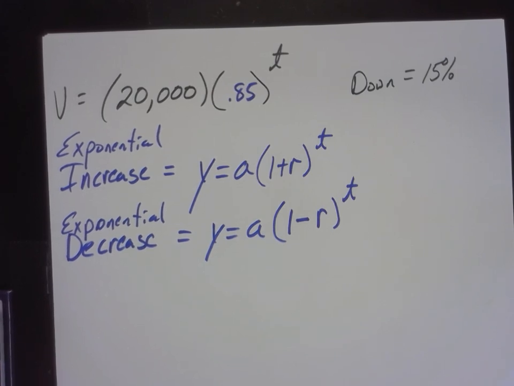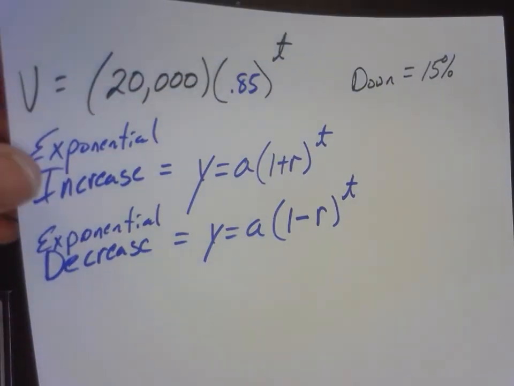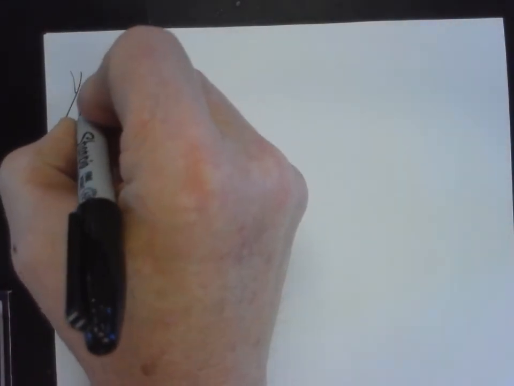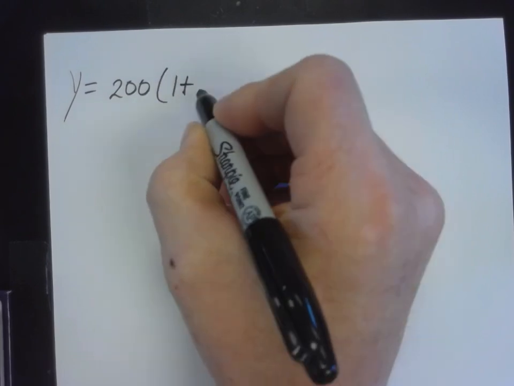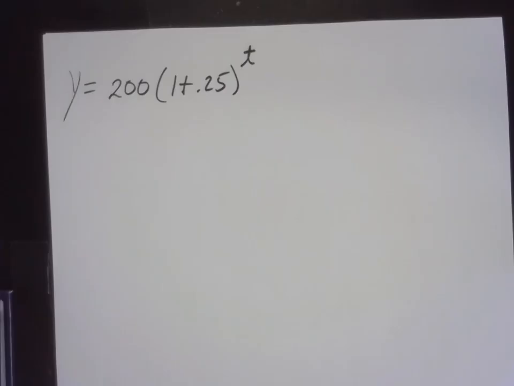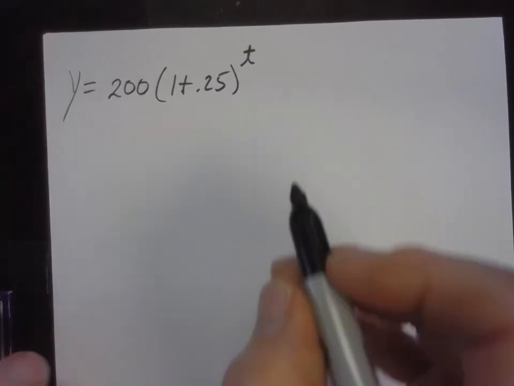Okay, so now, Allison, what's the initial amount here? Jack, what's the initial amount? 200. Lexi, what's the initial amount? 200. Gracie, what's the initial amount? Okay. And is this an increasing or decreasing function? Everybody, what is it? Increasing. And what rate is it increasing at? 25%. There you go.